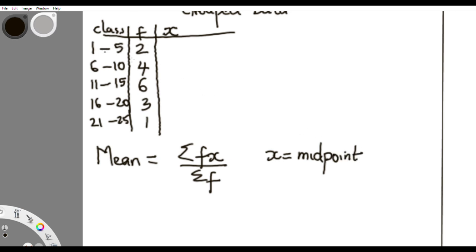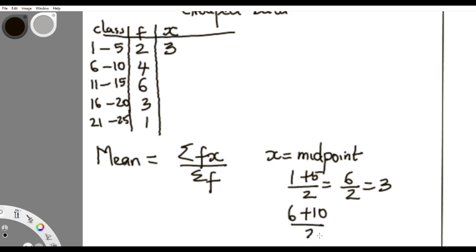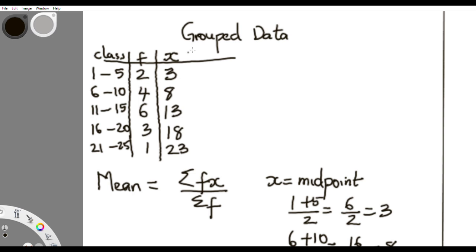So what is the midpoint? For group 1, 5 plus 1 divided by 2. Midpoint, remember median. That's 6 divided by 2, and that's 3. So the midpoint for this one is 3. The same thing goes for this: 6 plus 10 divided by 2, that's 16 divided by 2, and that's 8. The next one, 13. The next one, 18. The next one, 23.